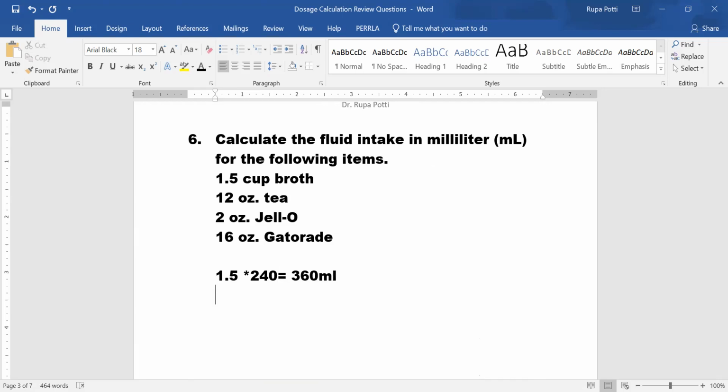And next is again 12 ounces. 12 ounces times 30 equals 360. Then 2 ounces times 30 is equal to 60. Then you have 16 ounces times 30, that is equal to 480. As you total all this up, you'll be getting 1260 ml. So this is what you need to be careful about. If you have cups and ounces, make sure that you calculate in the right way.